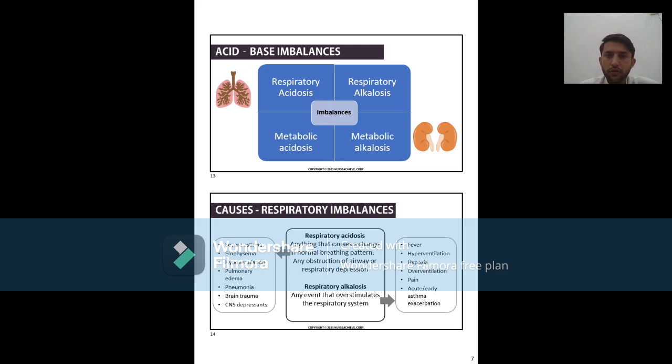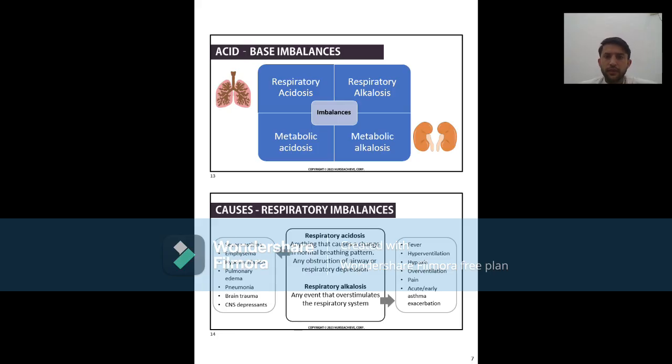If we talk about respiratory alkalosis, the first one is fever. It increases the respiratory rate, causing excessive CO2 loss. The second one is hyperventilation. Rapid, deep breathing removes too much CO2 from the blood.